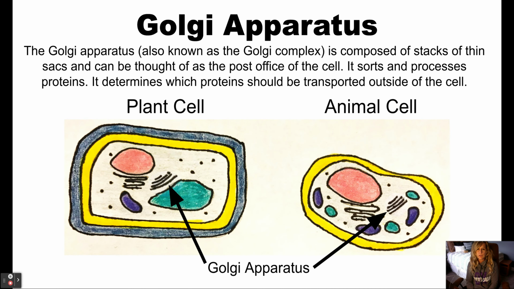So now let's talk about the Golgi apparatus, also known as the Golgi complex. It's composed of stacks of thin sacs that can be thought of as the post office of the cell. It sorts and processes proteins and then determines which proteins need to be transported out of the cell. So the Golgi apparatus then transports those proteins on the endoplasmic reticulum, or the highway of the cell.